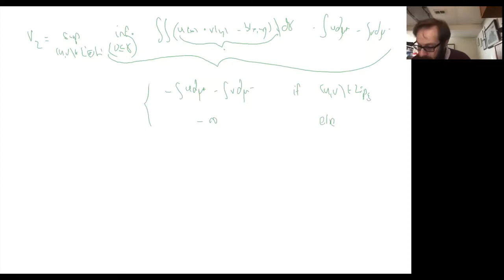And so now taking the supremum reduces to the supremum over u and v in Lip b of minus the integral of u d mu plus minus the integral of v d mu minus, which again, up to this annoying minus sign, is the inf in the Kantorovich duality form.